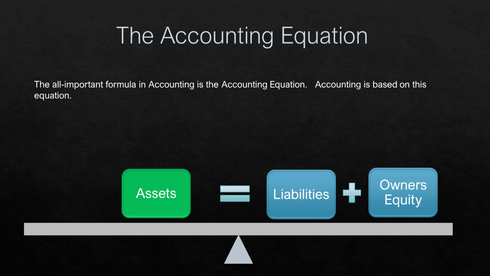What is on the left of the accounting equation must always equal what is on the right of the equation. Whenever you enter a transaction, you must always be sure that the two sides of the accounting equation are equal. If they are not equal, you have entered the transaction incorrectly.